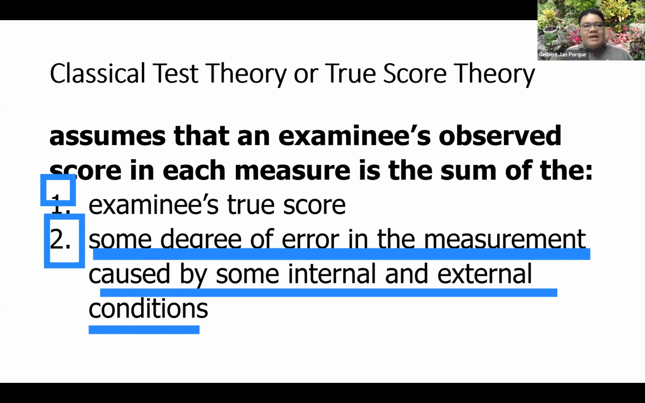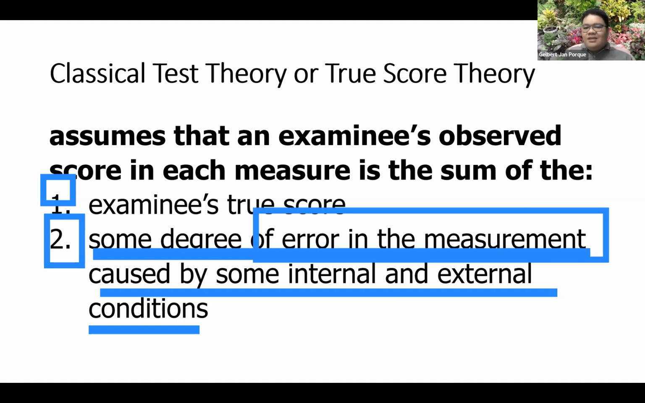Okay? So for example, if you saw that this child is performing well in mathematics, when you are doing the discussion on the board, if you ask your pupil to go to the board, she can do it. But when she will be writing it in a piece of paper, she's having some problems. No? That could be because of some degree of error in the measurement brought about by internal and external conditions. And what are these internal and external conditions?